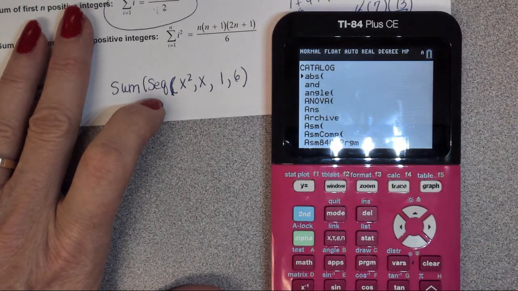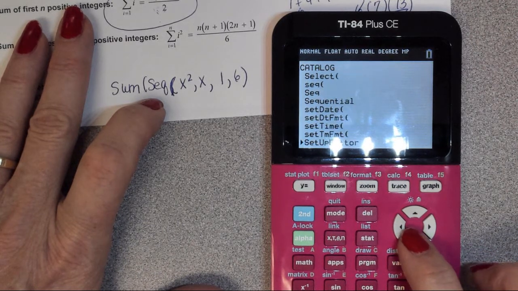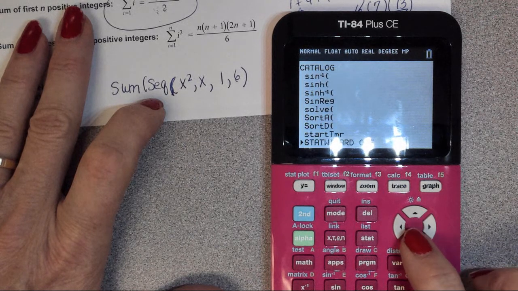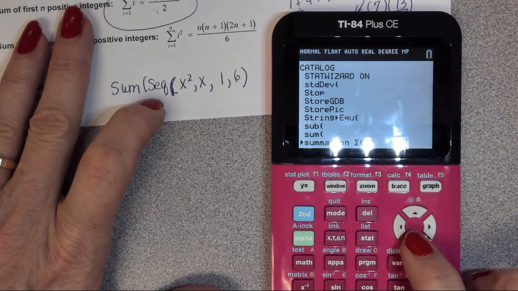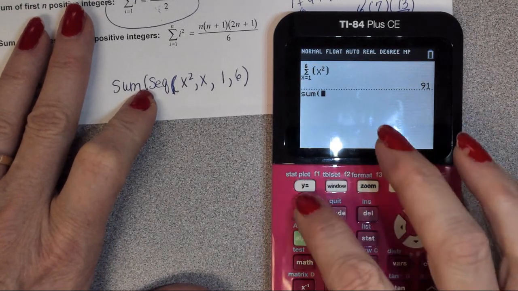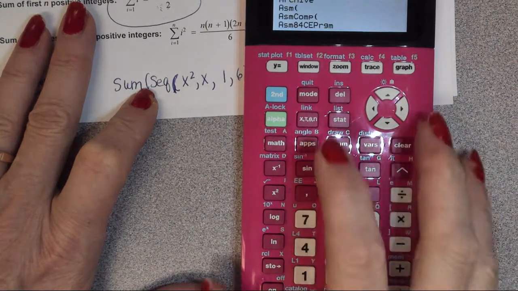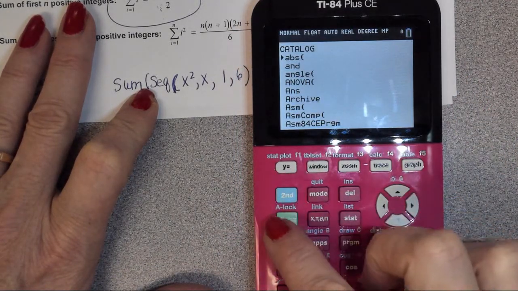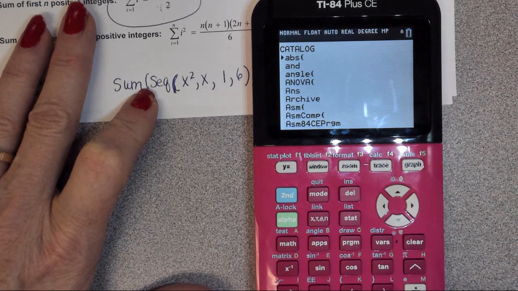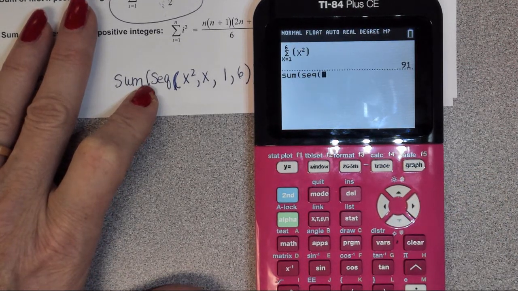Well, why didn't that work? There we go. I didn't push it hard enough. So now I can go down to the word sum. Hopefully it's on here. I think it is. There it is. So I'm going to have to do the sum. And now I have to find the word sequence. So I have to go under my catalog again. And I'm going to have to jump down to the S's at alpha S. You might have to do it twice. I keep having to do it twice to get the sequence.